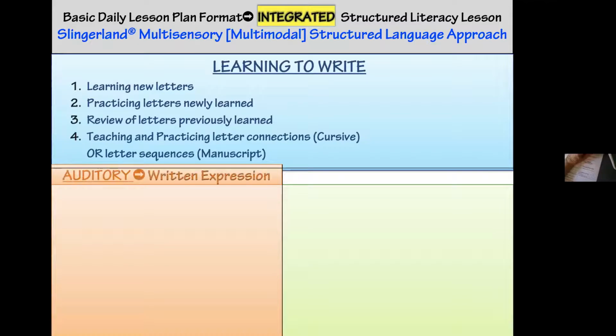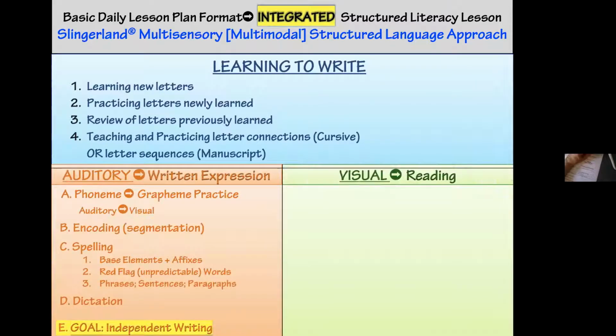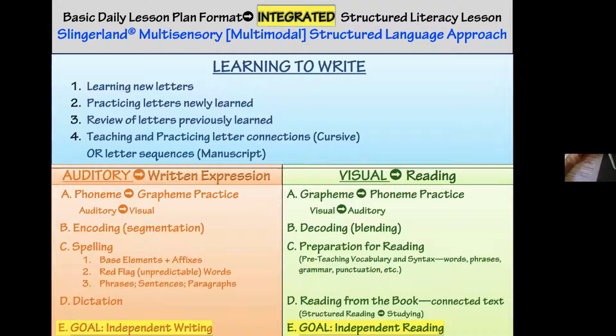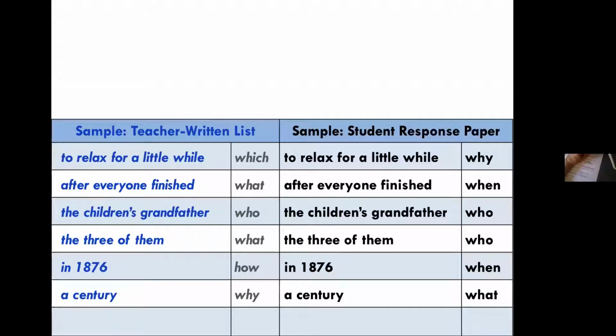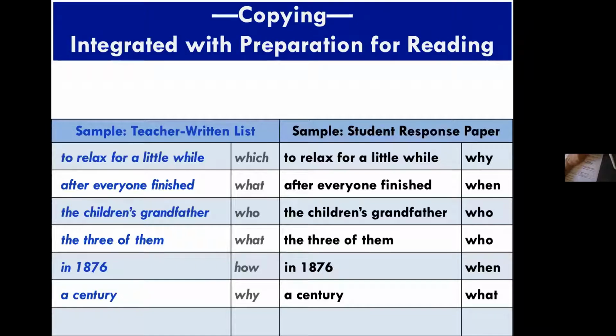So back to our outline again. And the point here is that the goal always of every single thing we do is independent writing and independent reading. That's where we're going, but it's a long road to get there. These are some examples that were in the practical guide showing how to integrate copying with preparation for reading. So if you are teaching a whole class, a task that one group of students could be working on that's totally relevant to what you're teaching them would be a list of phrases that might be the phrases that you've already used in preparation for reading.